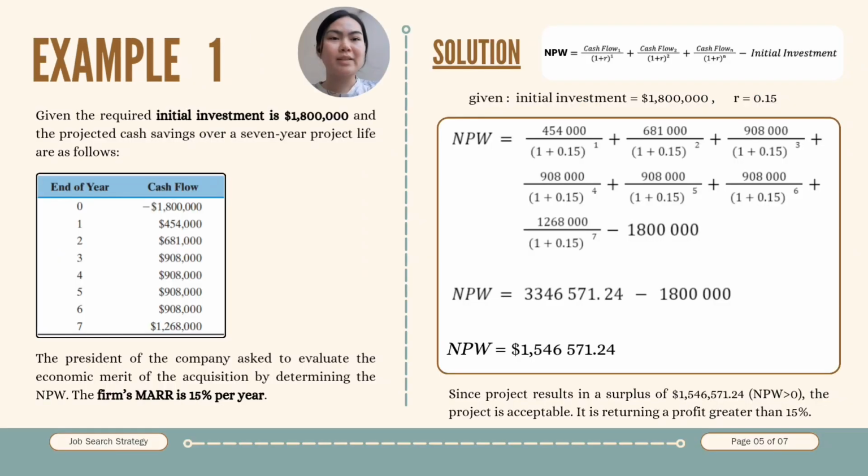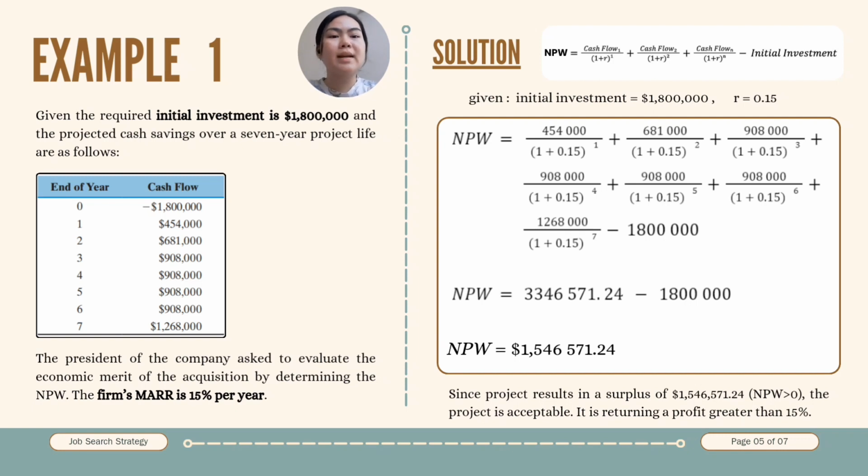So now I will explain example 1. For example 1, the question is that we were given the required initial investment, which is equal to 1.8 million. And then we are also provided with the projected cash savings over a 7-year project, as we all can see in the picture, where we are given the end of year and also the cash flow. So the end of year 0 indicates the initial investment, which is 1.8 million.